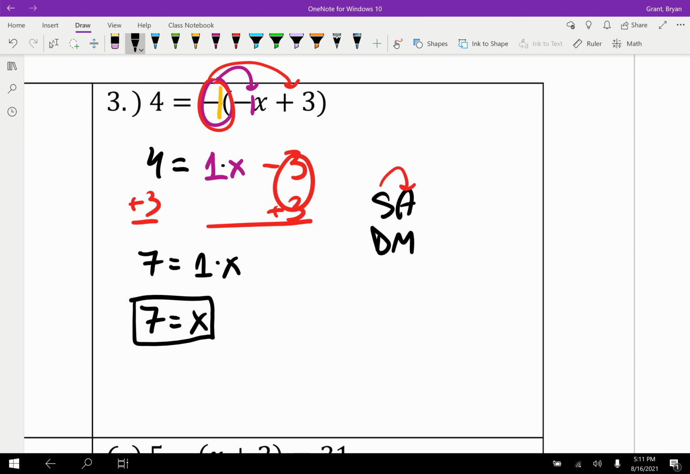Sometimes students say, well, wait, 7 equals x. I thought we were supposed to do x on the left side equals 7. Can we do that? Sure you can. Either one is fine.